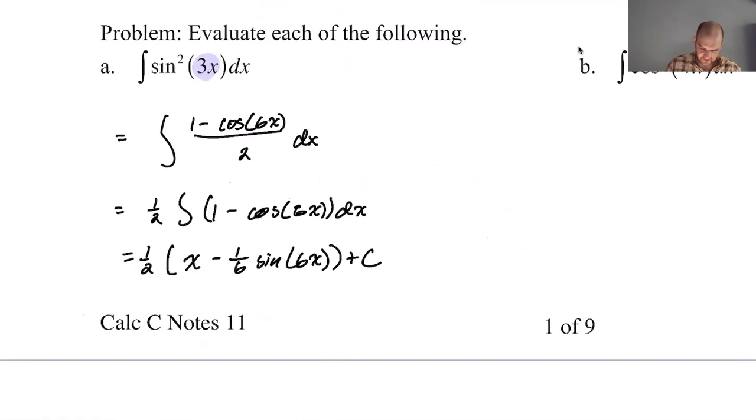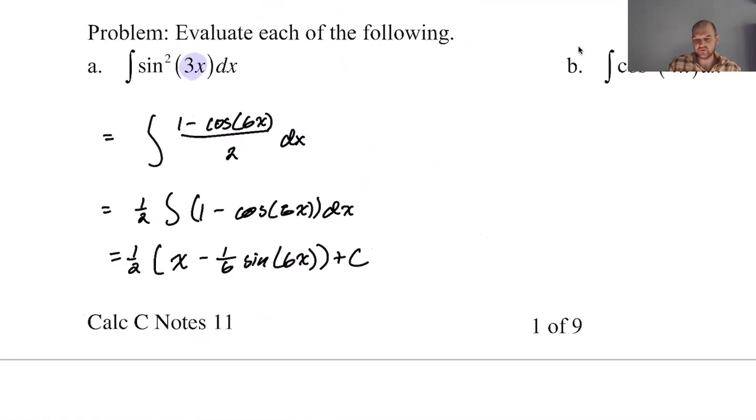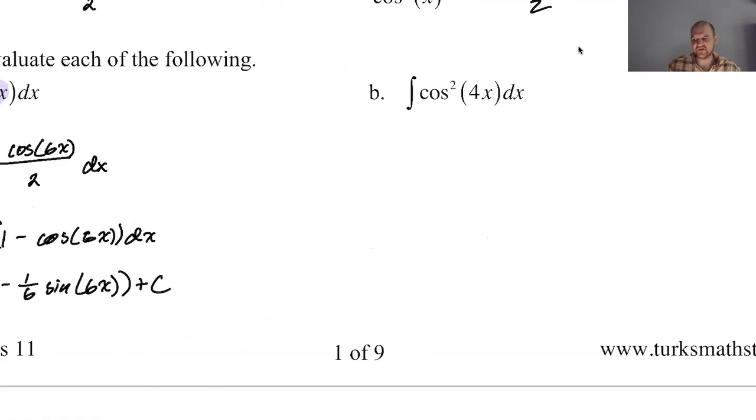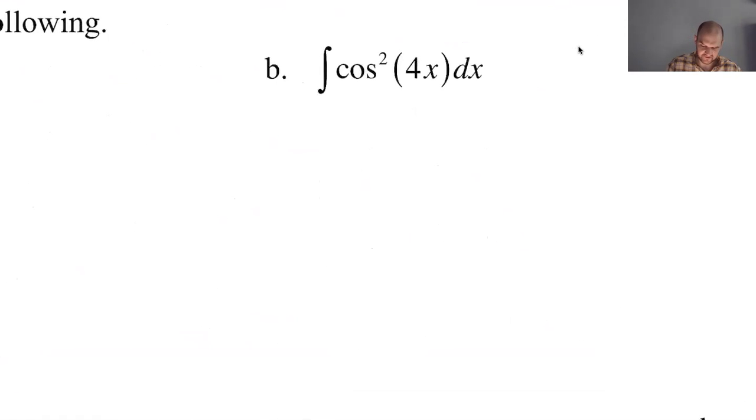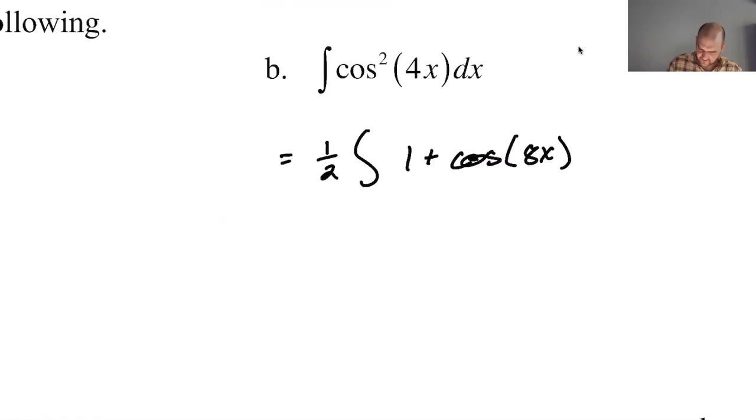Checking these on your calculator is kind of a nightmare because there's no telling what the calculator is going to choose to do. So you often have to just take the derivative of your answer and see if it's equivalent. So here I'm going to do the same thing, but I'm going to pull out the 1/2. And I get 1 plus the cosine of 2 times 4x, so 8x.